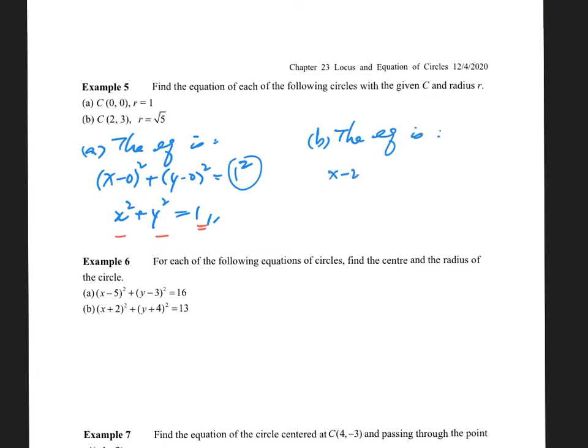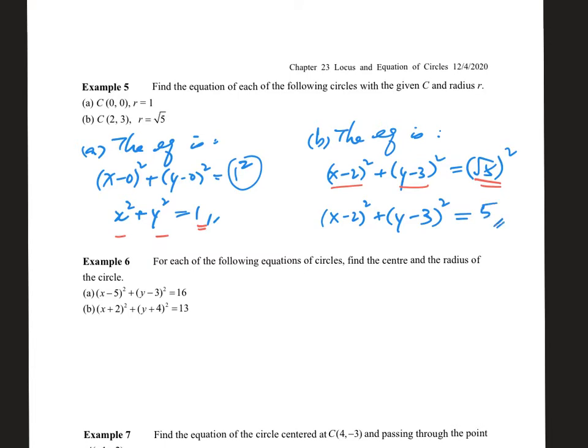Part B, the equation will be (x - 2)² + (y - 3)², so you spell out the formula, (x - h)² and (y - k)². Radius squared, that means the square root of 5 squared. Bear in mind that this is not accepted as a format of the answer, but you have to simplify it. While on the left-hand side, these two are okay. So finally we write (x - 2)² + (y - 3)² = 5. And that's all for the question.